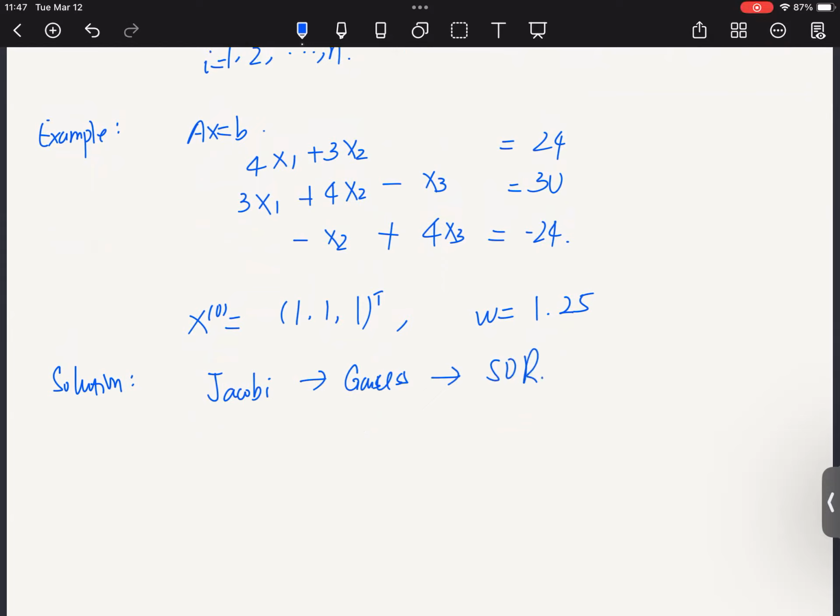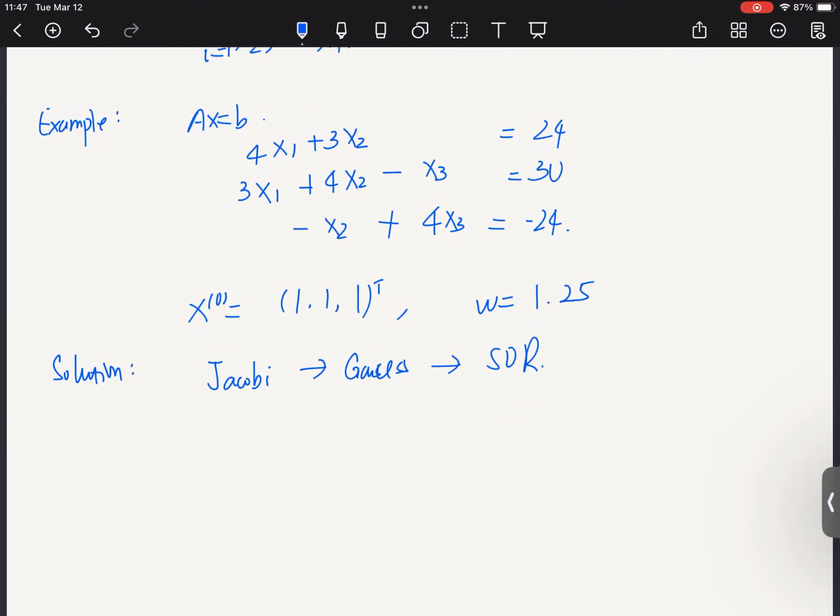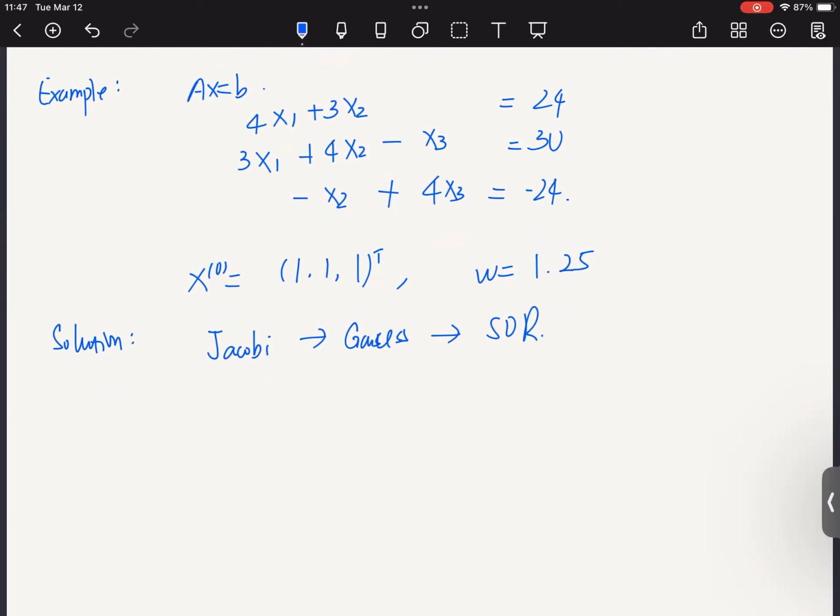So let's see. The Jacobi method is just solving for x1, x2, x3 from these equations one by one, right? If we solve for x1 in the first equation, we get x1 equals 24 subtract 3x2, and then divided by 4. Divided by 4, you will see this is 0.75 x2, and then plus 6.